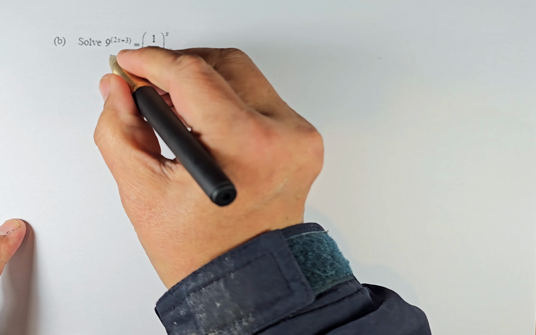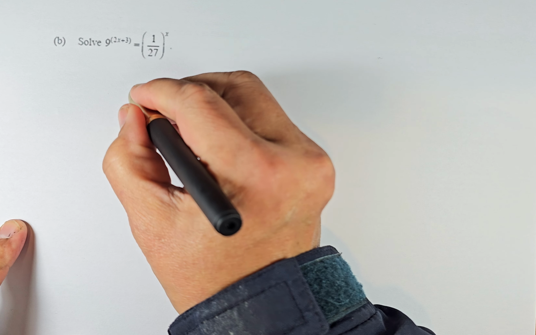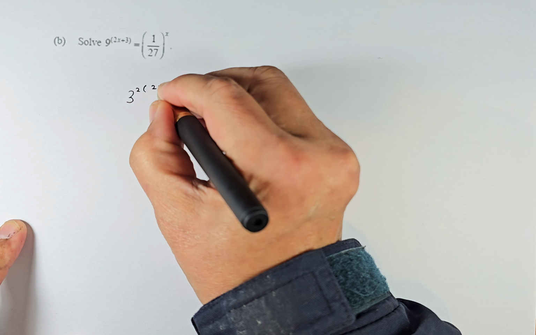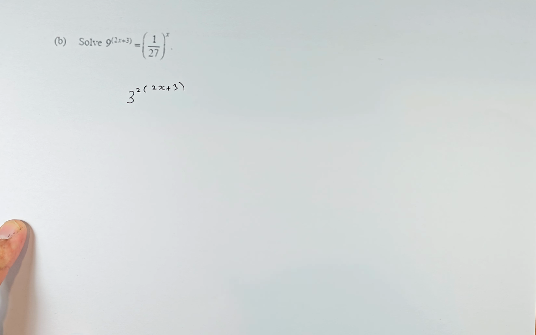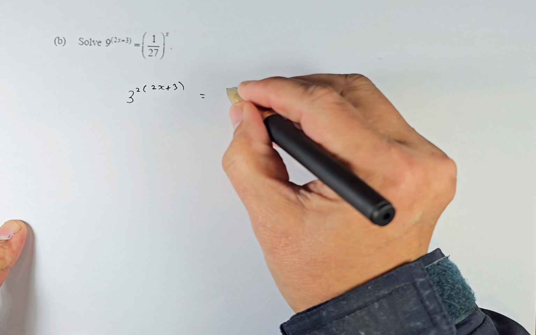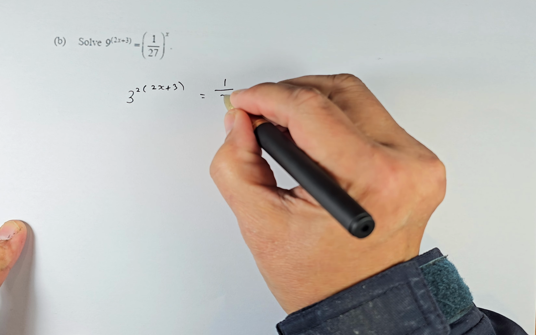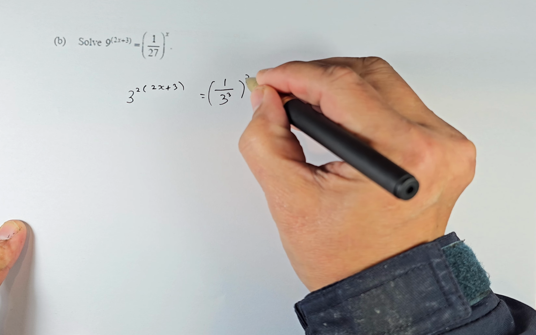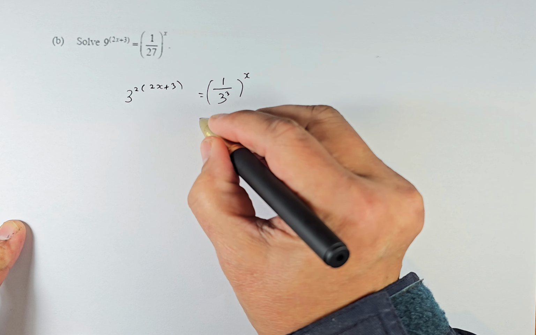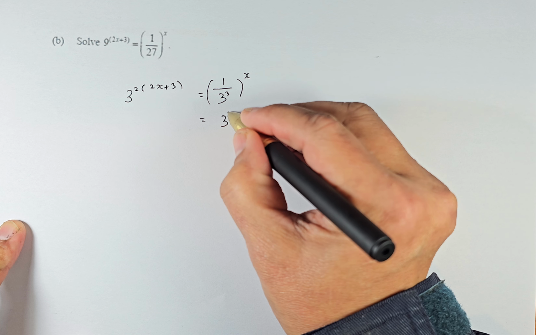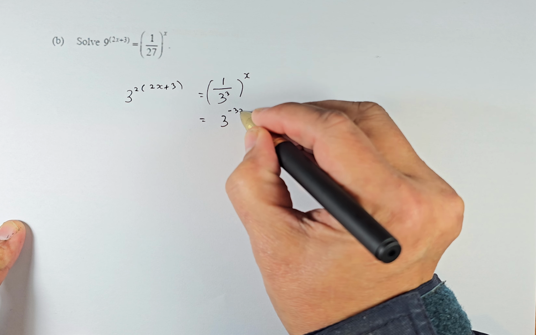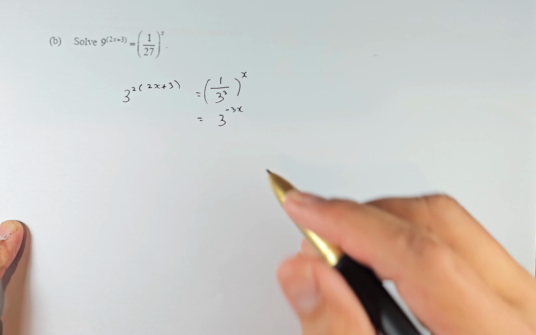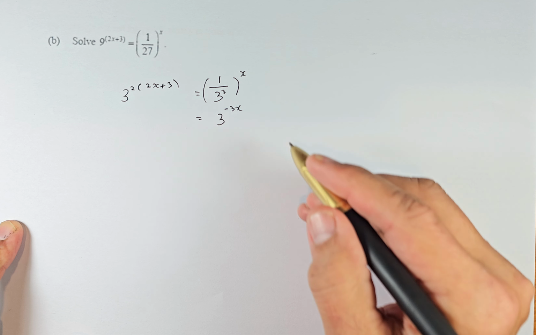So we need to convert everything to the same base. 9 is the same as 3 squared, and the power remains as 2x plus 3. 1 over 27 is actually 1 over 3 cubed, so we're going to leave it as 1 over 3 cubed to the power x. Simplify them, it's going to be 3 to the power minus 3x. That is how it's going to be.